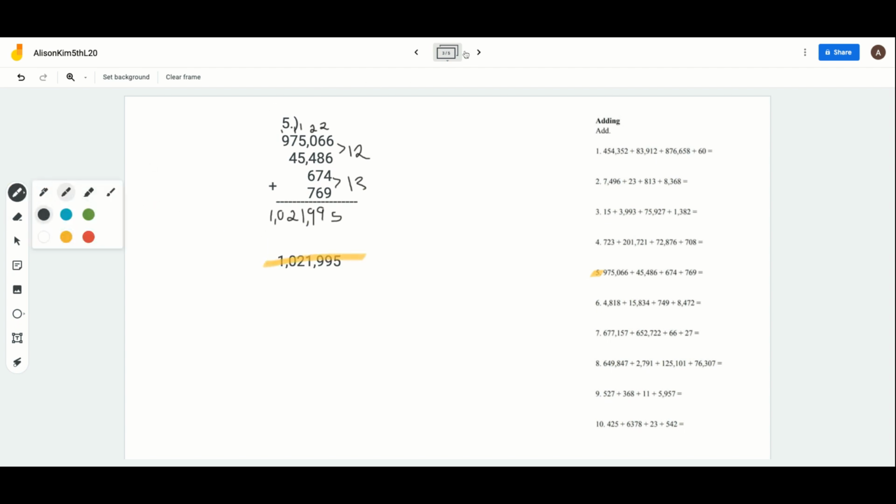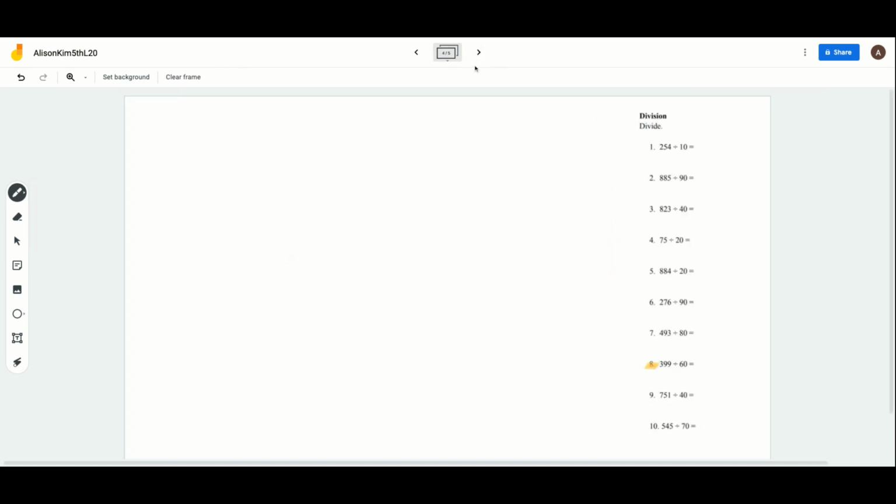And let's move on to the next lesson, which is division. For this one, once again, like last time, we're going to leave it as with remainders. We're not going to make it decimals or anything. So let's do number 8 together. It gave us 399 divided by 60. So 399 will be inside. So we put 399, and then we have 60 outside. So now we need to see how many times 60 goes into 399.